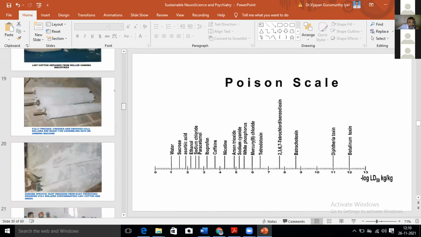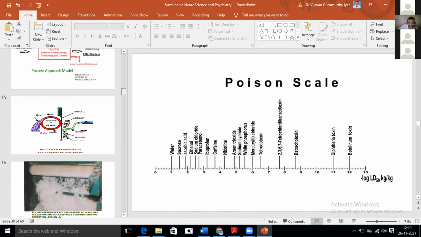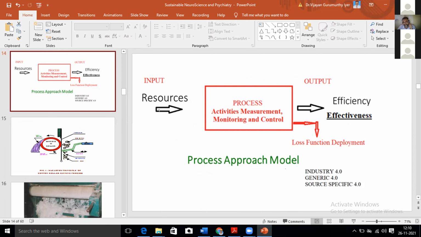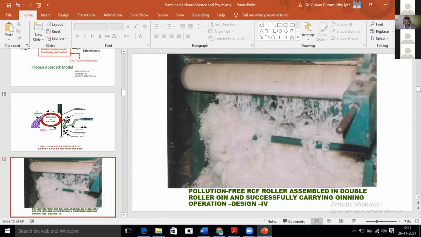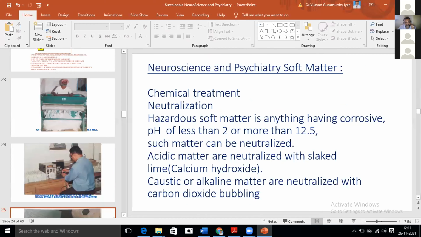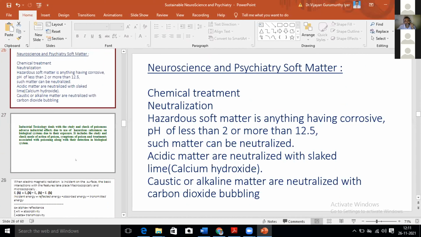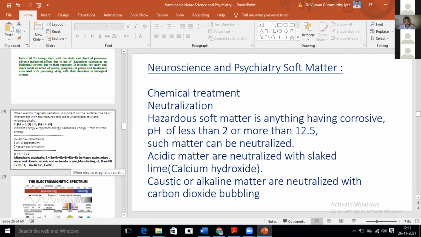I have told you about the process. Any process means interaction or interrelation, and these resources are transformed into efficiency results, products or services. These are the inputs: manpower, machinery, raw materials, method, money, market, and efficiency and effectiveness. Loss function deployment is optimum efficiency and optimum effectiveness. So only the strategic environmental assessment process makes this possible. Strategic means we can achieve the maximum result in order to design and develop a sustainable life.